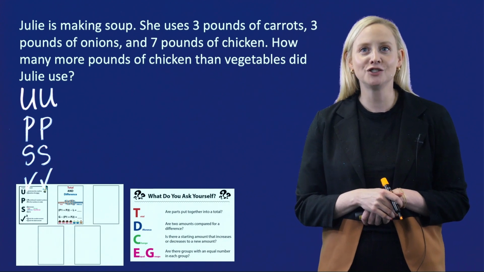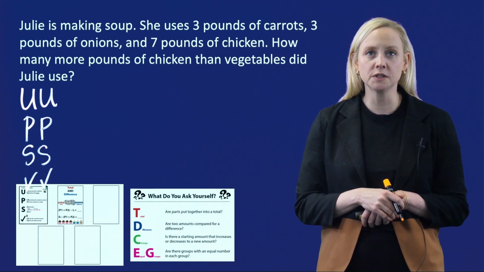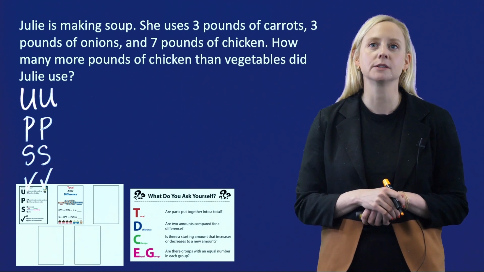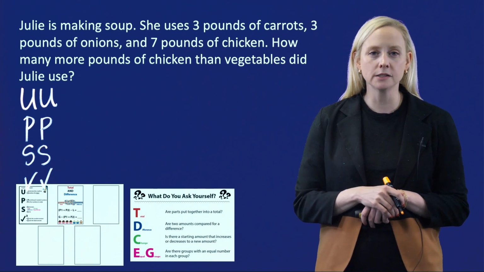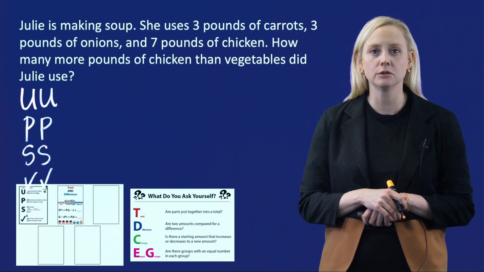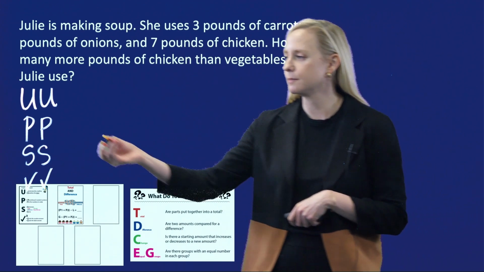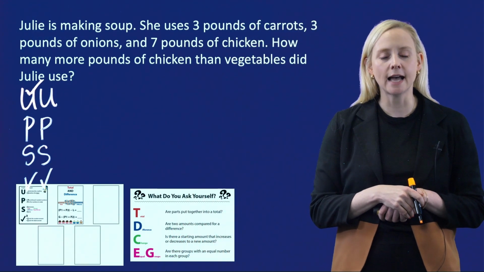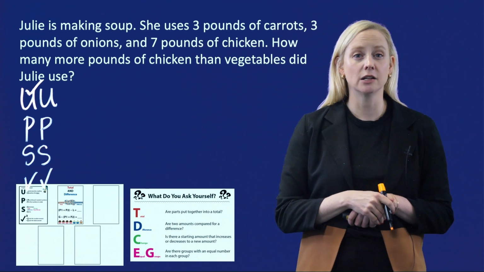Our problem says Julie is making soup. She uses 3 pounds of carrots, 3 pounds of onions, and 7 pounds of chicken. How many more pounds of chicken than vegetables did Julie use? I feel like I understood the problem, so I'm going to check off my U. And now I'm going to move to my second U, which stands for underline our label.